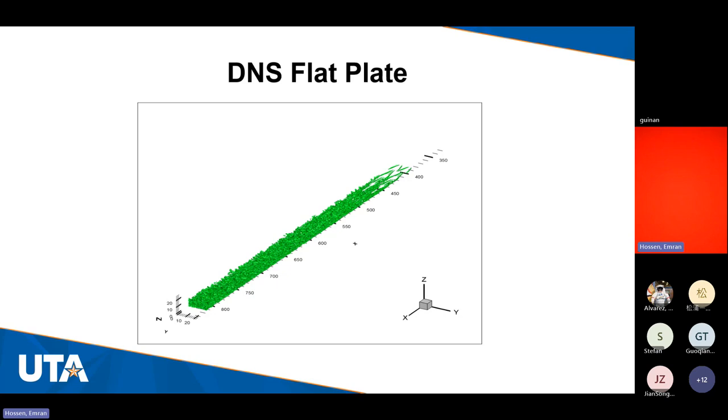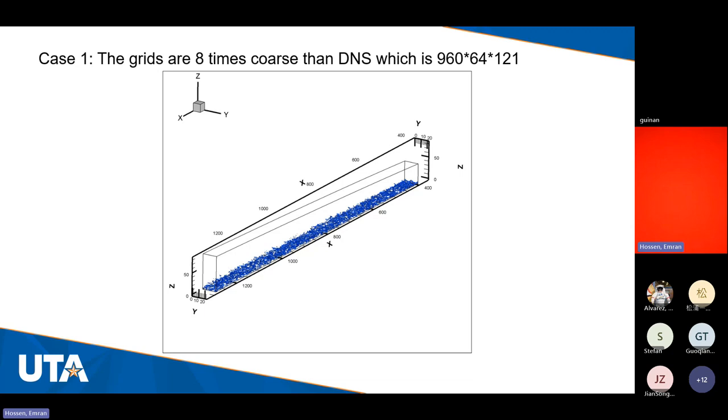The next slide shows the LES case, which I put here so you can compare easily with the DNS case. We used grids that are 8 times coarser than DNS, with dimensions 960 times 64 times 121. You can see that there is less vortex structure in the X direction.